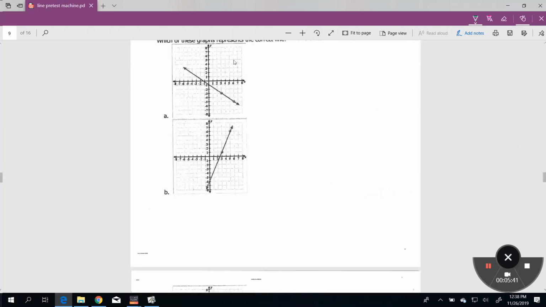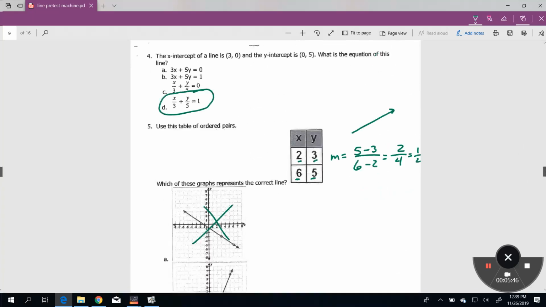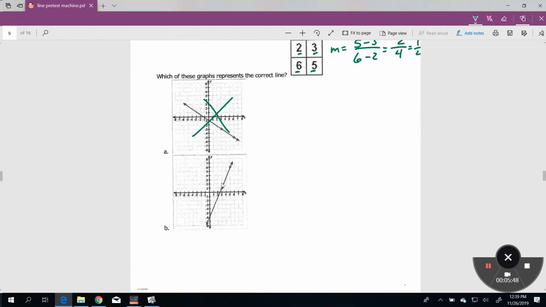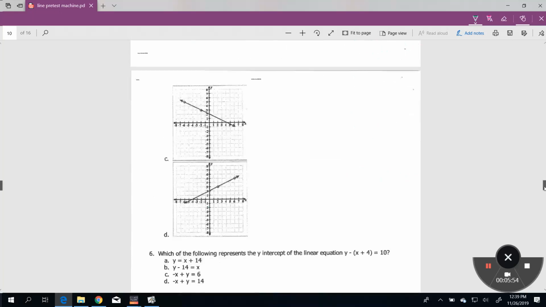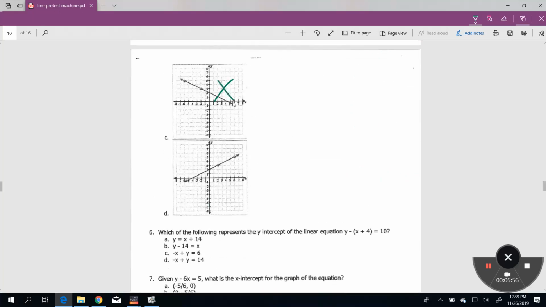So I look at A. That can't be it. It's not going uphill. I also look at my points, (2, 3) and (6, 5). Well, this doesn't even go through the point (2, 3), so it can't be that one. This is a negative slope. It can't be that. This one, there's my point (2, 3). My slope is 1/2, and there's my point (6, 5). So there's my answer.